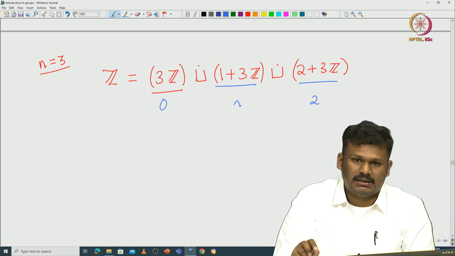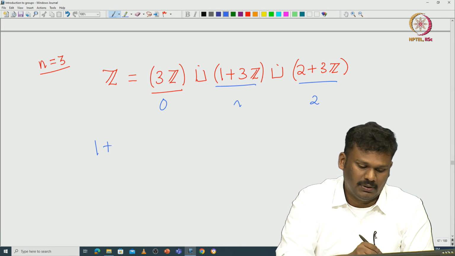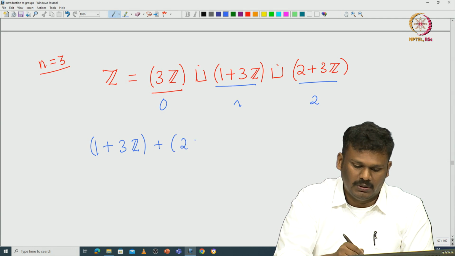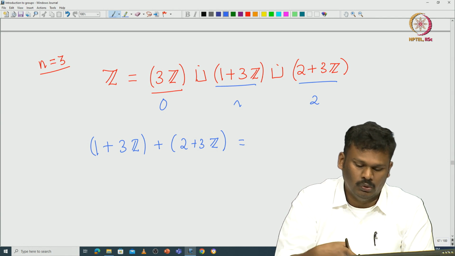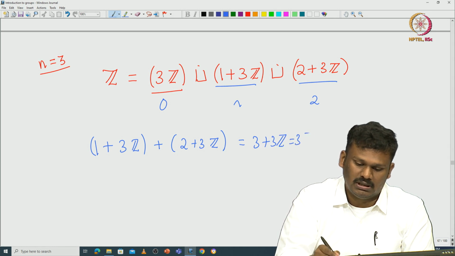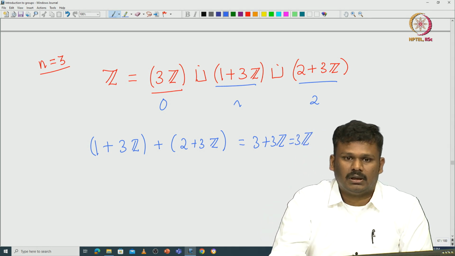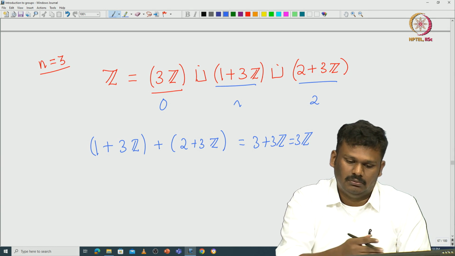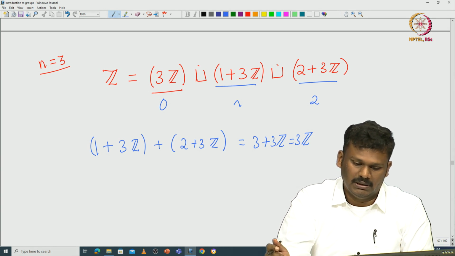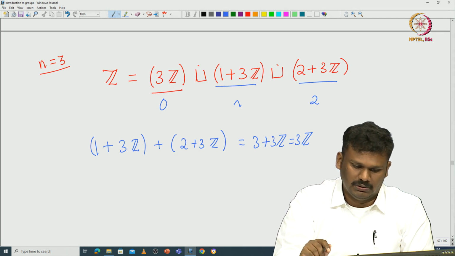Now let us take these things and try to add and see what happens. If I take 1 plus 3Z as before, I can try to add it with 2 plus 3Z. As a subset of Z, you can see that this corresponds to 1 plus 2, which is 3. So, it is 3 plus 3Z, which is just 3Z, because 3 is divisible by 3. Somehow you can write down everything here and see what happens. This is the birthplace of addition modulo 3.